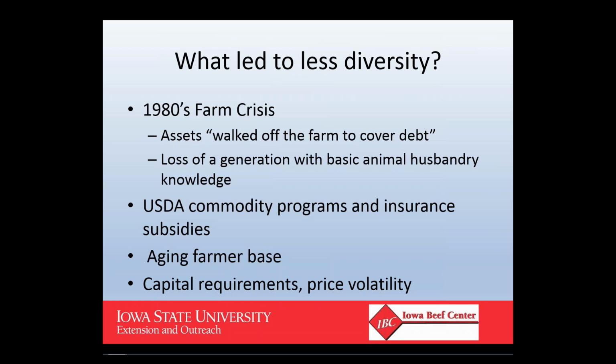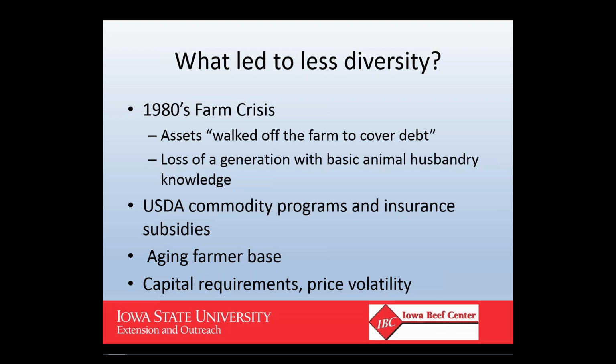So what led to less diversity? I think there's a lot of factors, and you can argue about whether these are the right ones, but these are the ones I thought about. Certainly the farm crisis had an impact, because when you got really big financial pressure, the only chattel that you really had that was marketable and had much value was the livestock. Maybe not as much value as you wanted, but it was the easiest thing to liquidate and pay off debt. So the first thing that came off all the farms was the livestock.